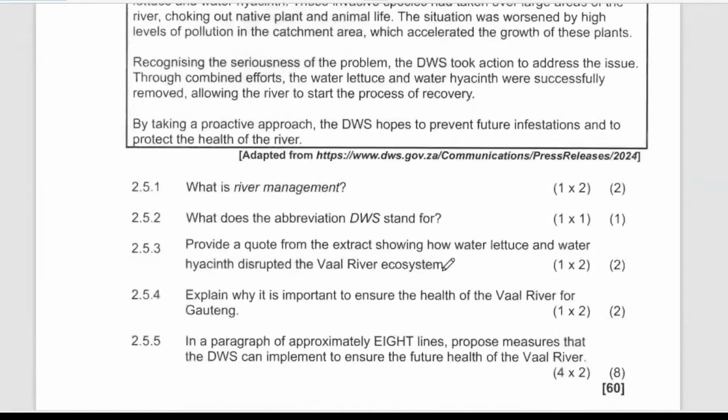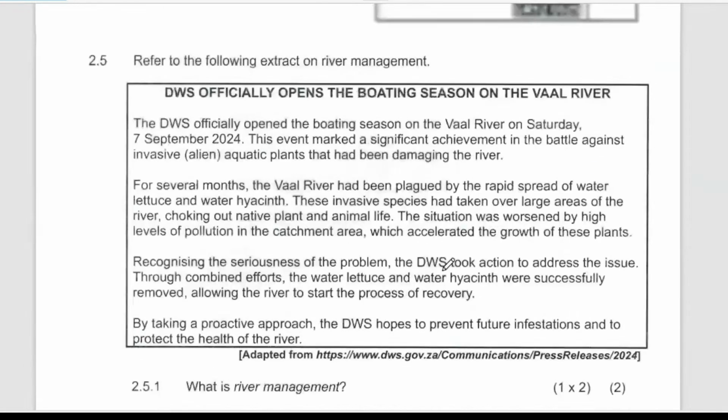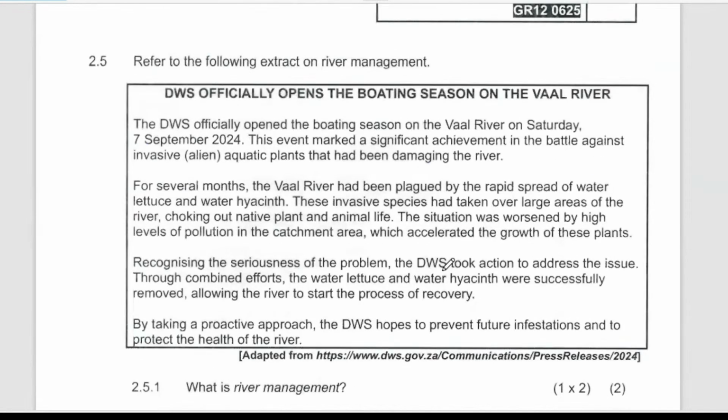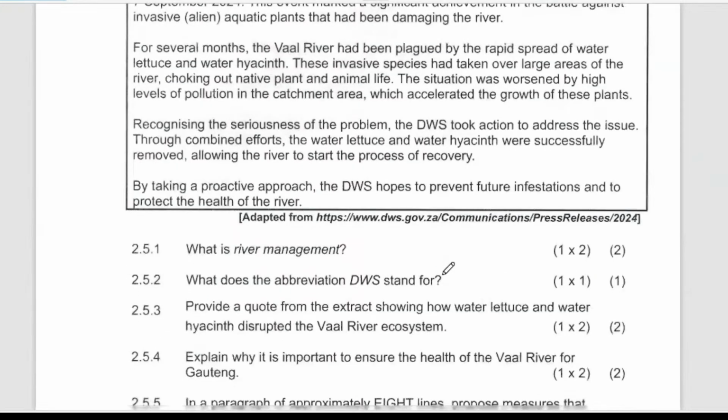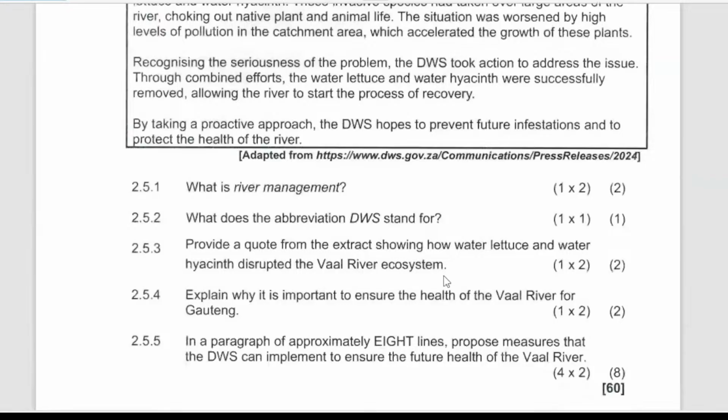Right, moving on to question 2.5. Question 2.5 is based on water and river management. Right, the first question is saying what is river management? This is a geographical concept. We can define this in our own understanding, but we must address the basic idea of river management.